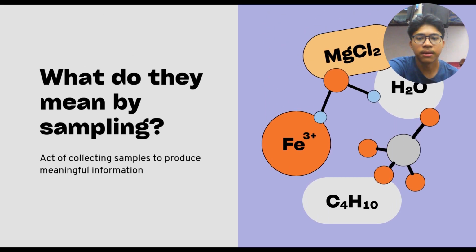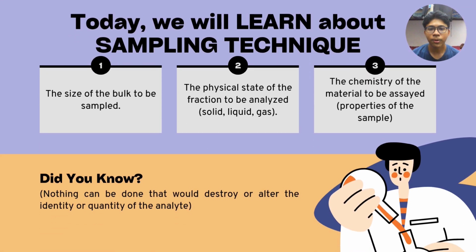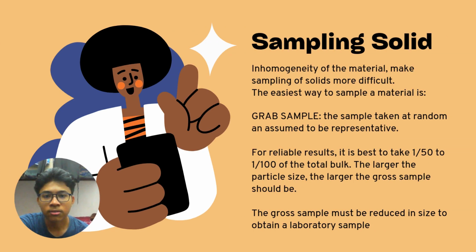Next, what do we mean by sampling? Sampling is the act of collecting samples to produce meaningful information. Today, we will learn about sampling technique. First, the size of the bulk to be sampled. The second one is the physical state of the fraction to be analyzed, which is solid, liquid, or gases. Next, the third one is the chemistry of the material to be assayed, the properties of the sample. Did you know that nothing can be done that would destroy or alter the identity or quantity of the analyte? Next, I am going to talk about sampling solid.